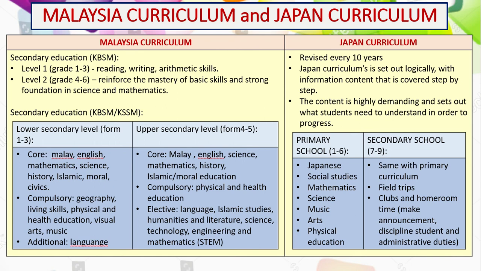The subjects will be Japanese, social studies, mathematics, science, music, art, and physical education. Whereas secondary school has the same curriculum as primary school, however, with the addition of field trips, clubs, and homeroom time. For your information, homeroom time is for teachers to make announcements, discipline students, and for students to do administrative duties.